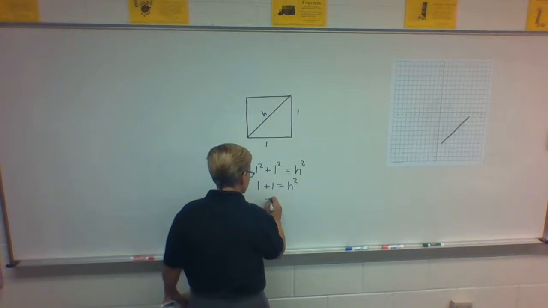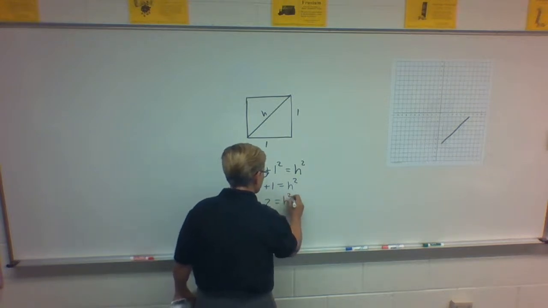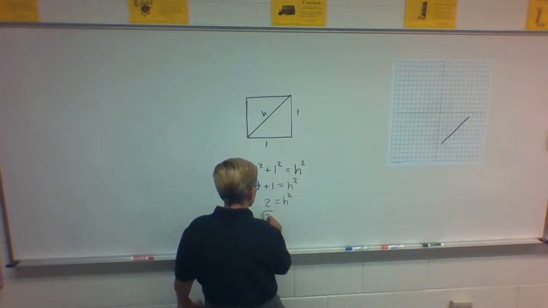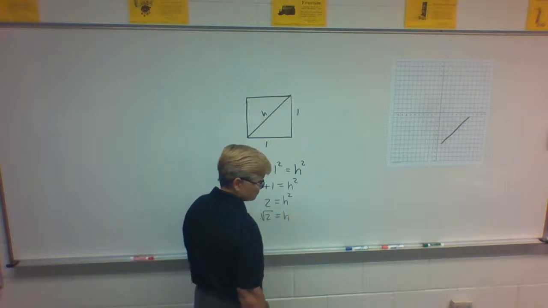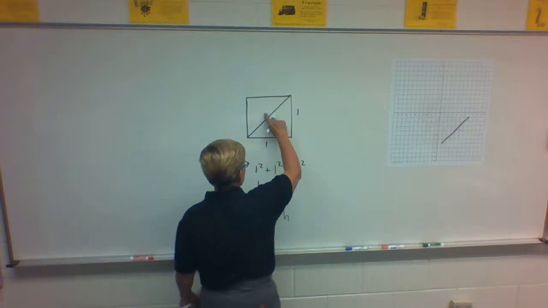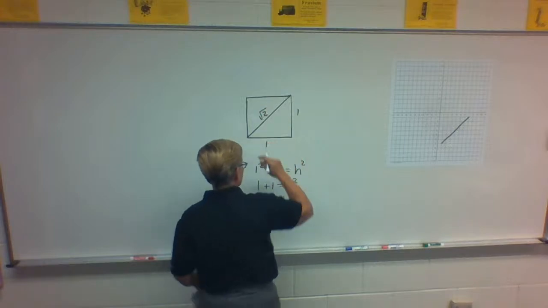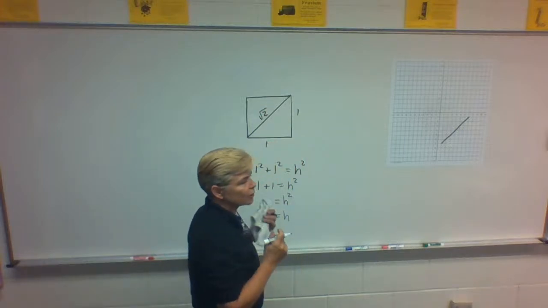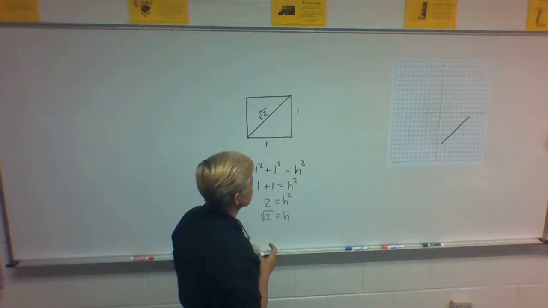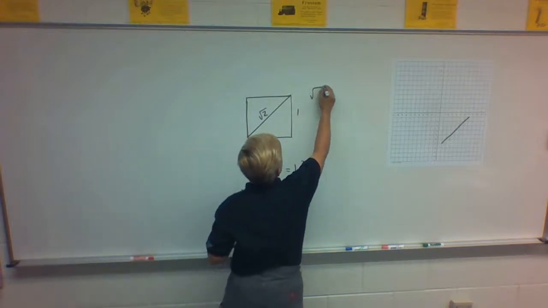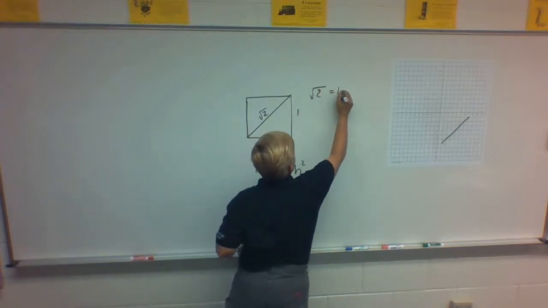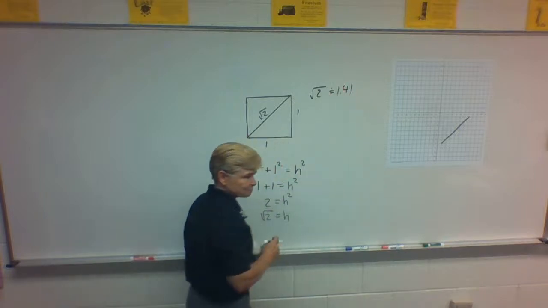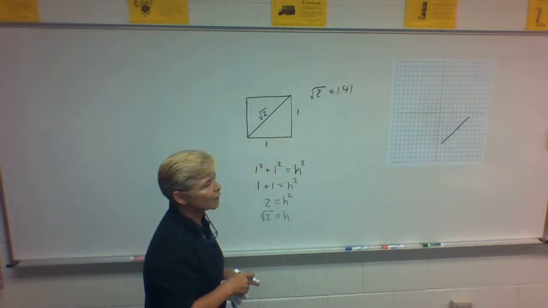Which means that 2 is equal to h squared. So the square root of 2 is equal to h. Does that make sense to you? This thing is the square root of 2 long. And to help you get a feel for it, the square root of 2's value is irrational. It's in your calculator, but it's approximately 1.41. It's about that. Not quite 1.5.